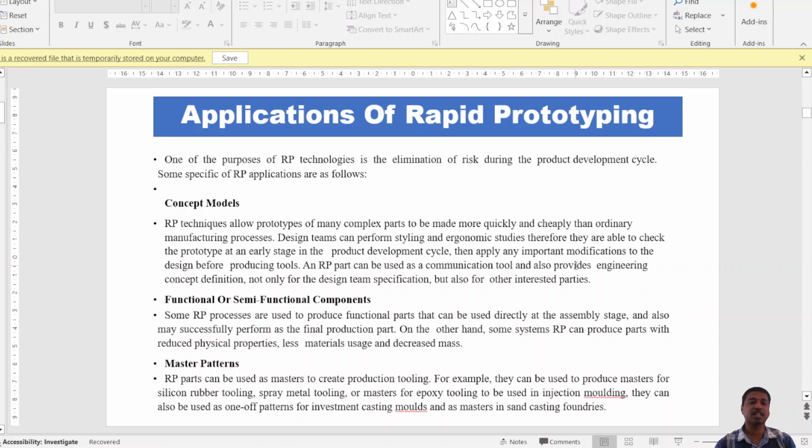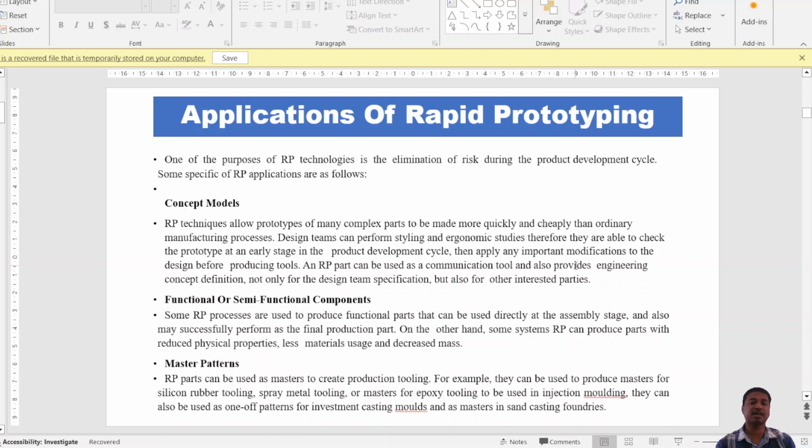Next, functional or semi-functional components. Some rapid prototyping processes are used to produce functional parts that can be used directly at the assembly stage, and many also perform successfully as the final production part. On the other hand, some rapid prototyping systems can produce parts with reduced physical properties, less material use and decreased mass.